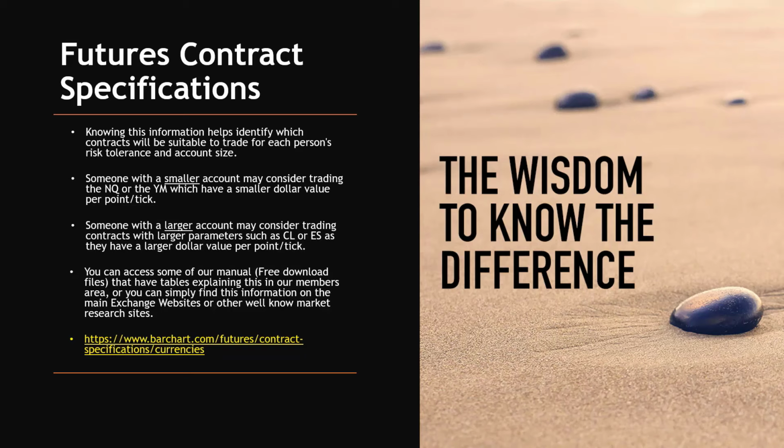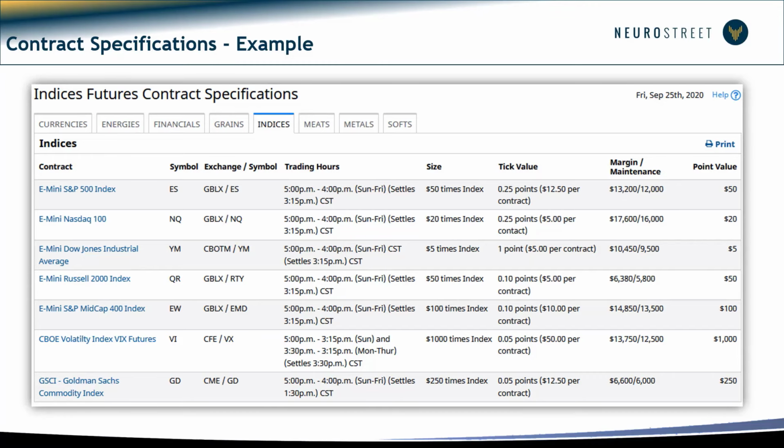Now, you can actually access some of our manual files. We have some downloads in the members area that will break this down. But I'm a firm believer in just going to the websites and taking a look. There's a good example at barchart.com/futures/contract-specifications/currencies. This is a picture of that website, and we're actually going to go to this website and explain it, or I'll go onto the charts and show you.